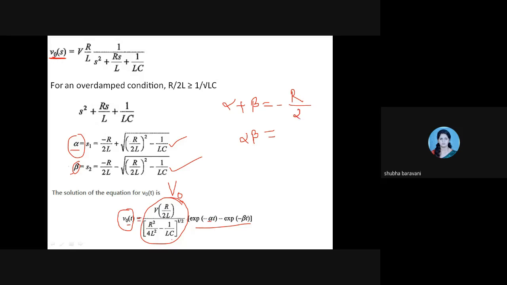Check for this. Soumya, check your calculation somewhere. Yes, Hina, correct. Minus R by L. Okay, Hina, you are correct. Now, let me know alpha beta, the product of the roots. Check for this. 1 by LC.